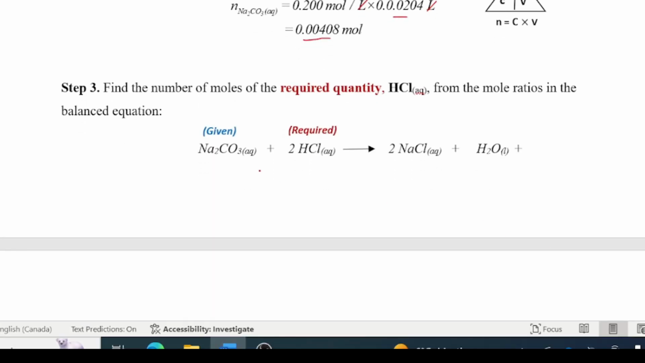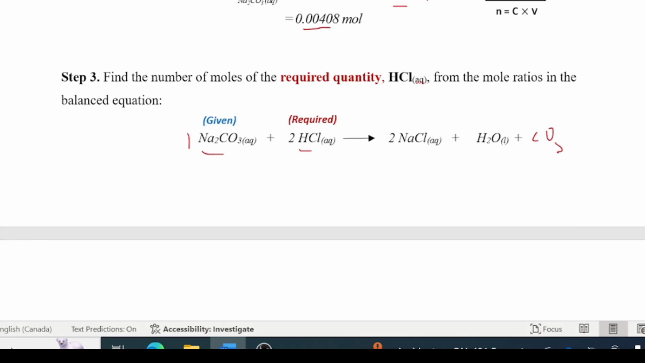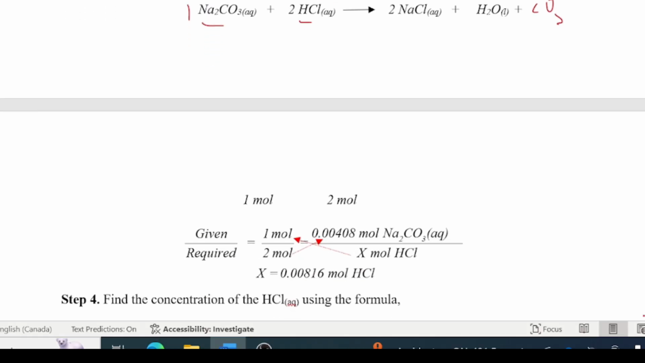In this case now, you're given this because we know its number of moles. You can see 1 mole of this is requiring 2 moles of that for complete neutralization. You're supposed to get some carbon dioxide coming out here. That's why you're going to see it's going to be effervescent. Oh, that's supposed to be up there. Sorry about that. So it's 1 to 2.